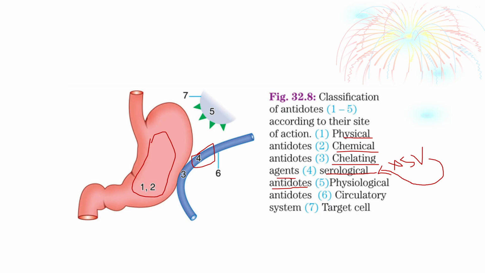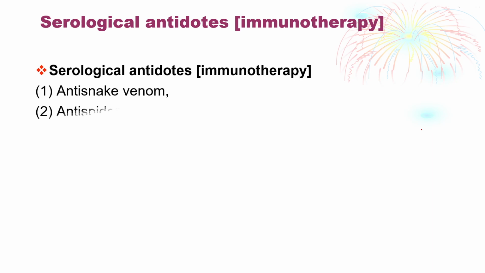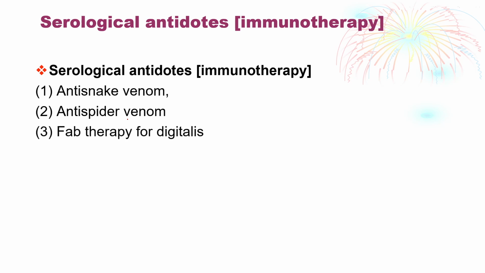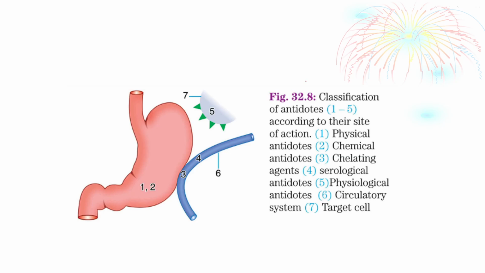So serological antidotes are those where antigen and antibody reactions are present. All right. So top examples of serological antidotes are anti-snake venom, anti-spider venom, and Fab therapy for digitalis. Do remember, there is immunotherapy, and antidote-antibody reactions must be there.